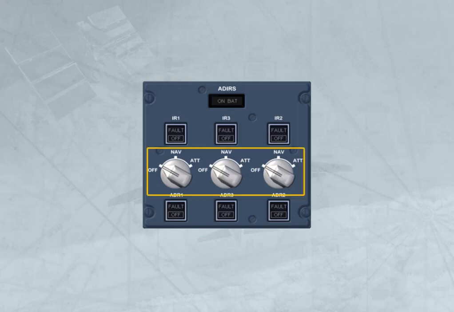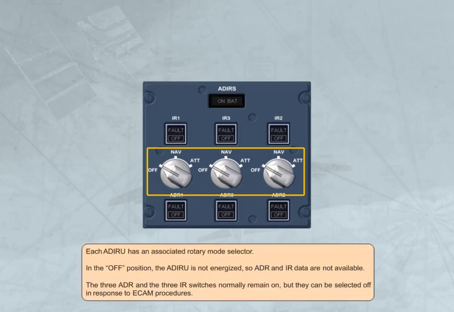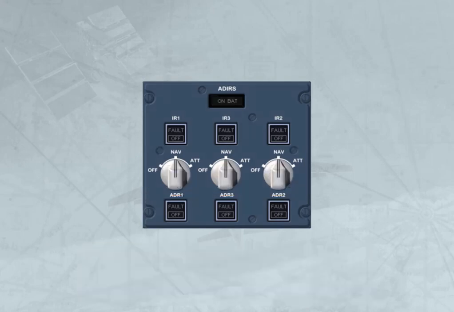In the off position, the ADIRS is not energized, so ADR and IR data are not available. The 3 ADR and the 3 IR switches normally remain on, but they can be selected off in response to ECAM procedures. In the NAV position, the ADIRS is energized. The NAV position is the normal mode of operation and full inertial data is provided to the aircraft systems.